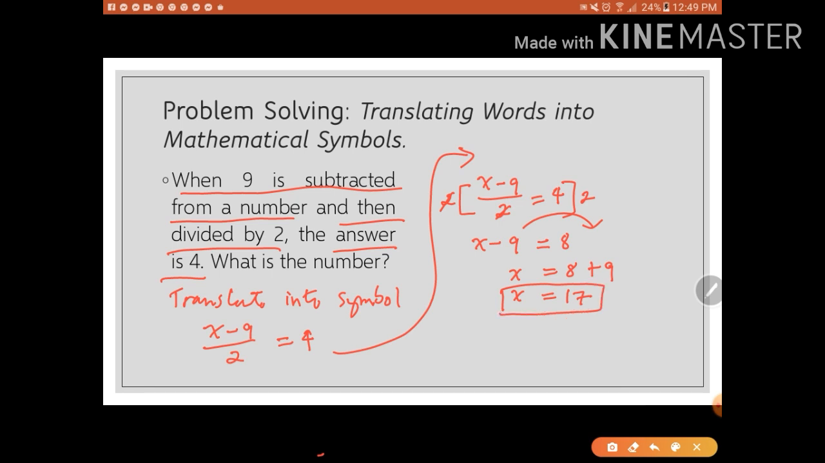Then again, by applying the addition property of inequality to both sides, it became x equals 8 plus 9. So 8 plus 9 is equal to 17. So the value of your x here is 17. In checking, again, you just have to substitute the value of your x into your original equation. When your left hand side and the right hand side are equal, it means that your answer is correct.